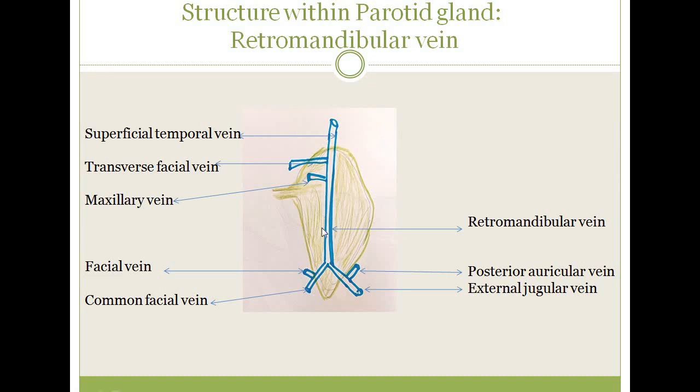Here the retromandibular vein, it is inside the substance of this parotid gland, and it is formed by superficial temporal vein and transverse facial vein. Then again it gets a tributary, that is the maxillary vein. This retromandibular vein is formed, and at the lower end it divides into two divisions, anterior division and posterior division. Anterior division will unite with the facial vein to form common facial vein, while posterior division of retromandibular vein unite with posterior auricular vein to form external jugular vein.